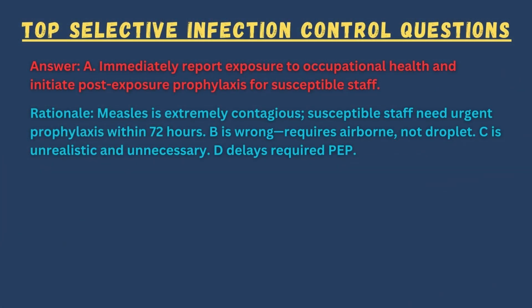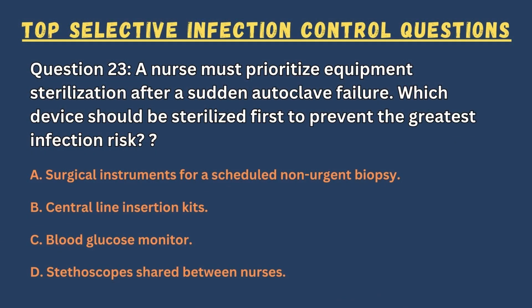Answer: A. Immediately report exposure to occupational health and initiate post-exposure prophylaxis for susceptible staff. Rationale: measles is extremely contagious. Susceptible staff need urgent prophylaxis within 72 hours. B is wrong, requires Airborne, not Droplet. C is unrealistic and unnecessary. D delays required PEP.